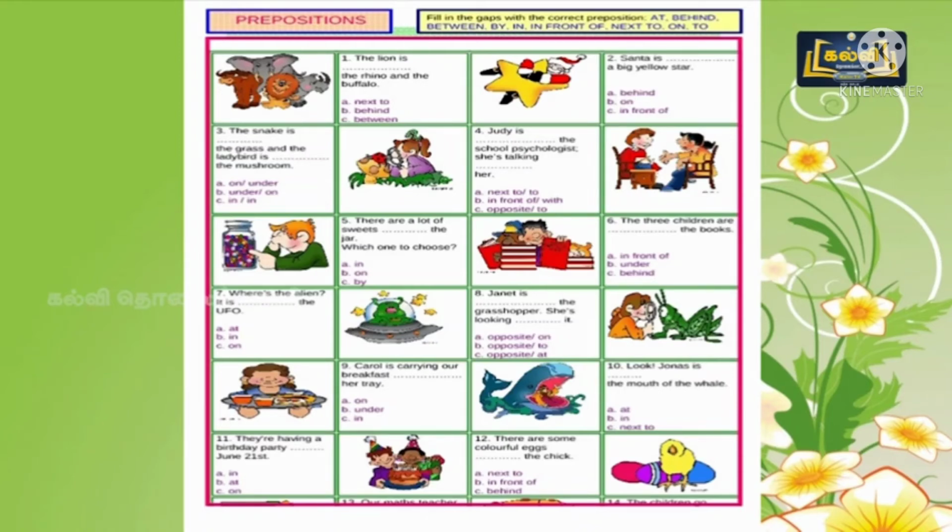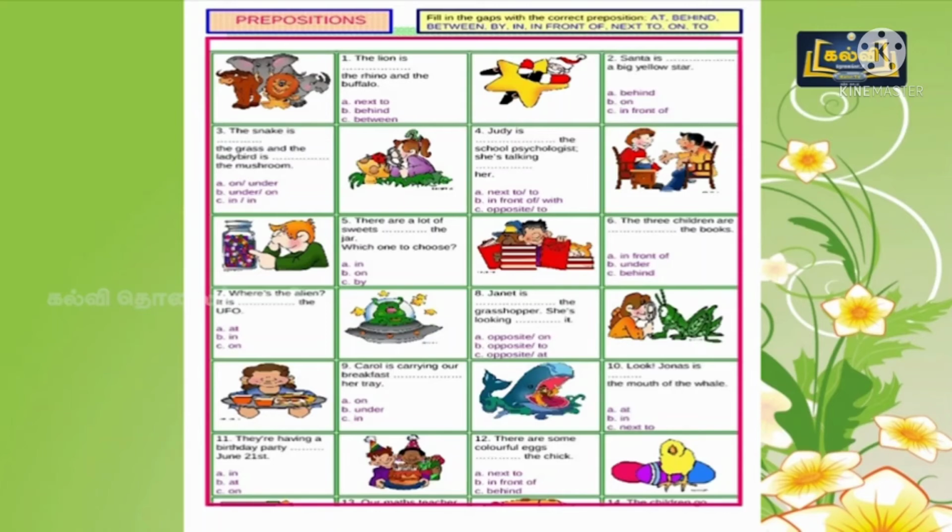Seventh question. Where is the alien? It is dash the UFO. Options are at, in, on.